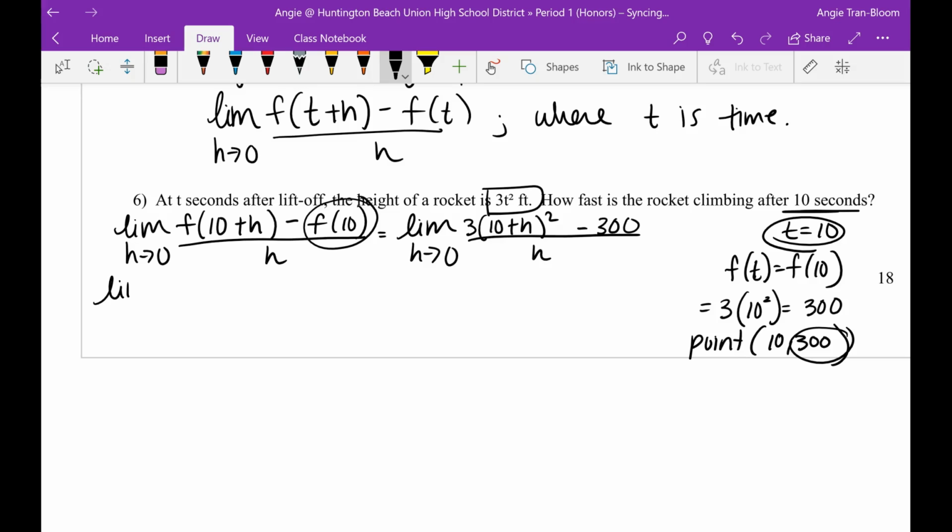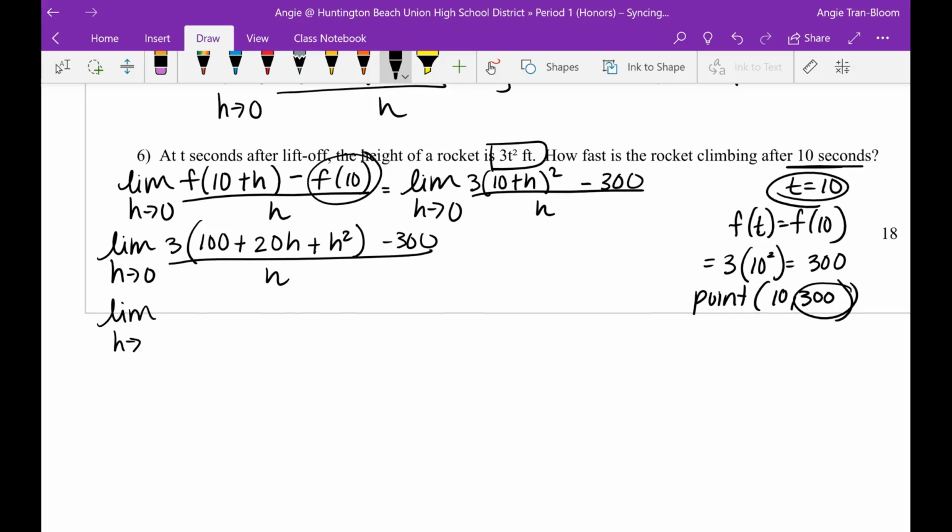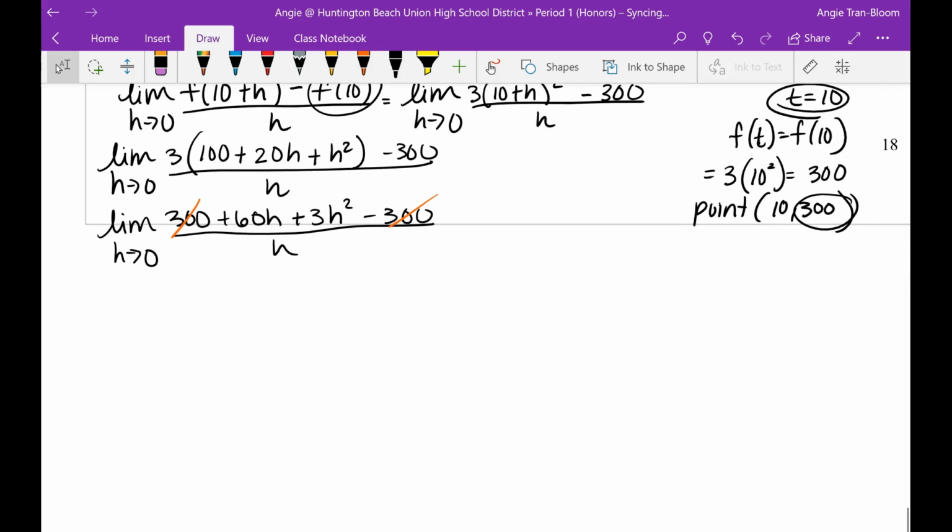I do need to go a little bit more on the algebra skills here. So that's going to be 3 times 10 squared is going to be 100 plus, I have 2 of those in the middle, so that's going to be 20h, and then h squared minus 300. I will distribute the 3 next. So limit as h approaches 0, this is going to be 300 plus 60h plus 3h squared minus 300 all over h, okay? So these are going to cancel. I will now try to factor out an h.